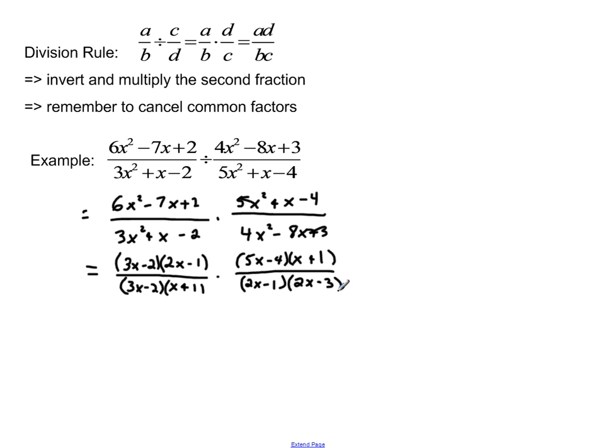The factoring seems to be the hardest part as far as most people are concerned, because once you get to this point, we can see right away 3x minus 2 is a common factor that will cancel, as is 2x minus 1, as is x plus 1, leaving us with our reduced fraction, and in this case that's 1 over 1 times 5x minus 4 divided by 2x minus 3. And since there's no other canceling or reducing that can go on, that's our answer, 5x minus 4 divided by 2x minus 3.